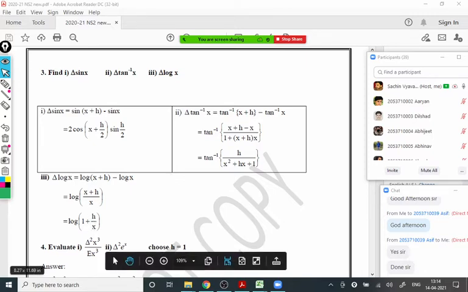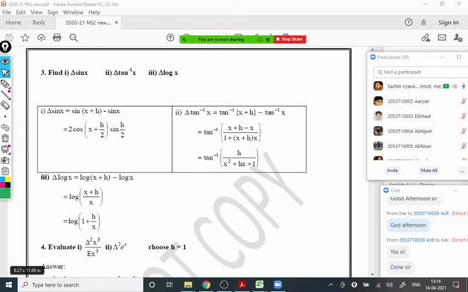Which question is asked only? The relation between del and E, so del is equal to E minus 1 upon E. That proof only comes again and again in the exam. Other than that, I think no other question is asked in the exam. Okay, so come to this part.